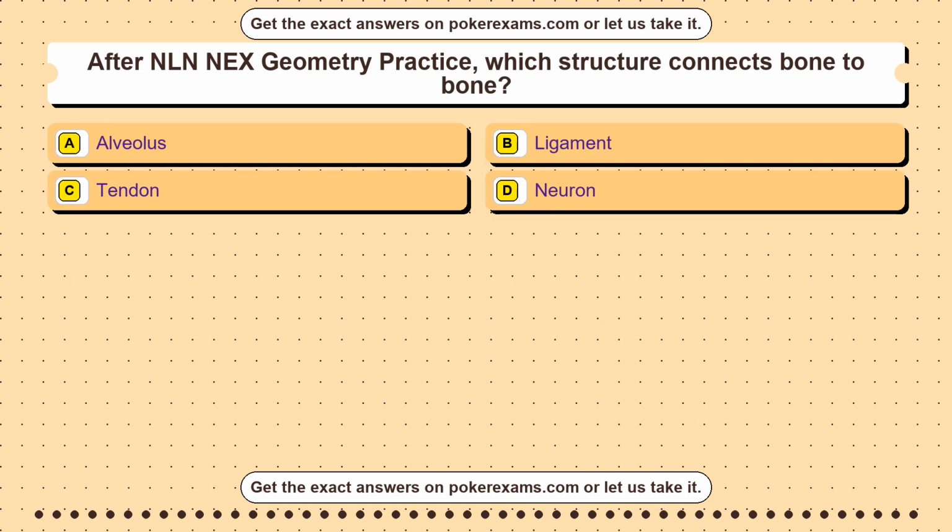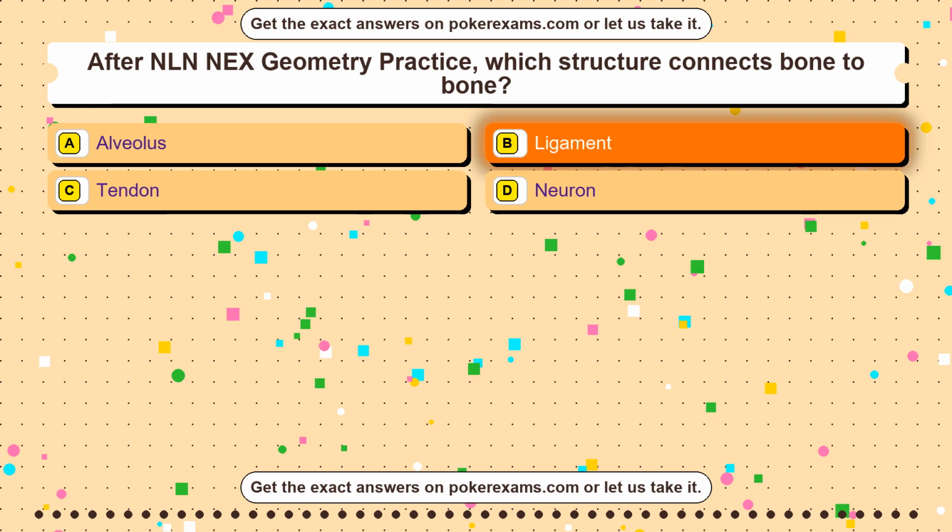Question 16. After get geography practice, which value is the perimeter of a square with side 6? Option A, 36. Option B, 12. Option C, 18. Option D, 24. The correct answer is option B.